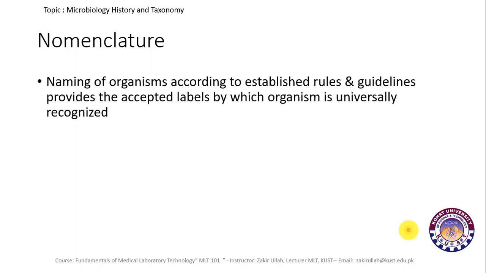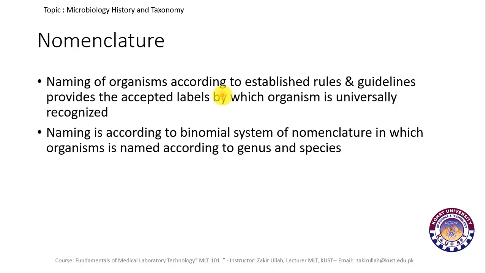Nomenclature is the naming of organisms according to established rules and guidelines. This provides acceptable labels by which organisms can be recognized universally. Naming follows the binomial system of nomenclature, in which a microorganism is named according to its genus and species.